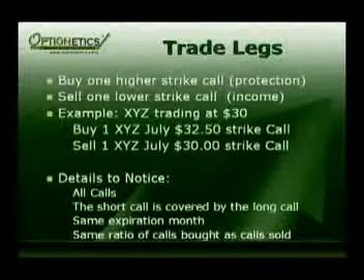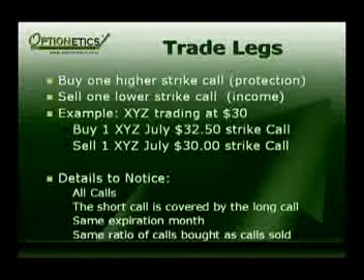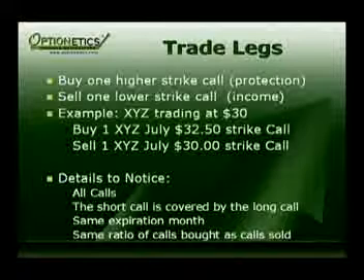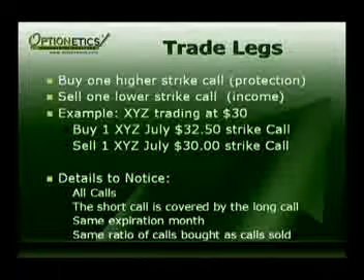Okay, so let's look at trade legs and how they look using a bear call spread. So, for instance, we're going to buy a higher strike call for protection. We're going to sell a lower strike call for income. If XYZ is trading at 30, here's an example of a bear call spread. We could buy the July 32.5 call and sell the July 30 call. And so some details you got to notice, folks, is that number one, it's all calls. Number two, the same month to expiration. And number three, one-to-one relationship. So every call that we're buying, we're going to sell a call. All right, George, you want to illustrate this for us?